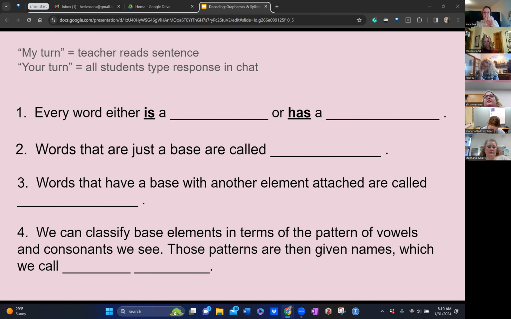And number 4, we can classify base elements in terms of the pattern of vowels and consonants that we see. When we look at a word, we look at a base, we can look at the pattern of vowels and consonants. Those patterns that we see are given names. It's 2 words I'm looking for. Those are called what? Your turn. Good, Laura. Alexa, thank you, Sarah. They are called syllable types, okay?